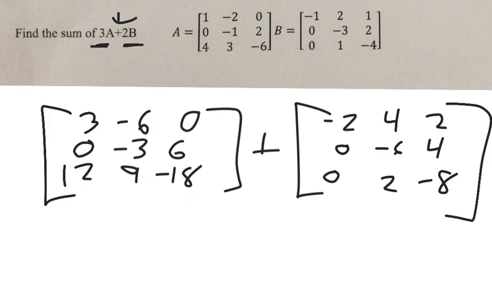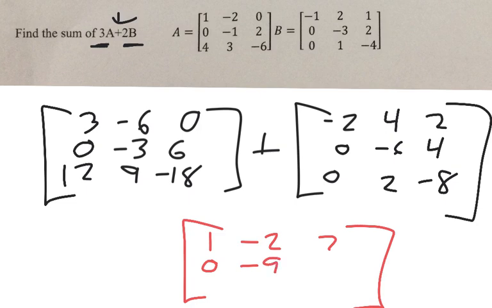Is that okay so far? And now they need to add them. Remember, you can only add if they have the same dimensions, and luckily these do. They're both 3 by 3s. So then just combining like terms. 3 minus 2 is 1. -6 and 4 is -2. 0 and 2. 0 and 0. -3, -6. 6 and 4. 12 and 0. 9 and 2. -18 and -8.